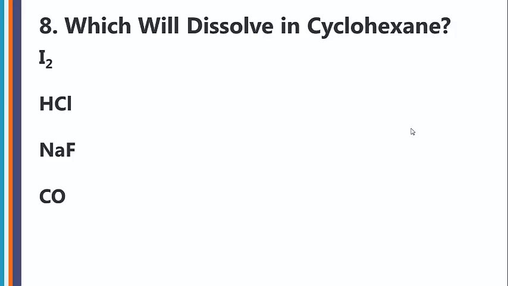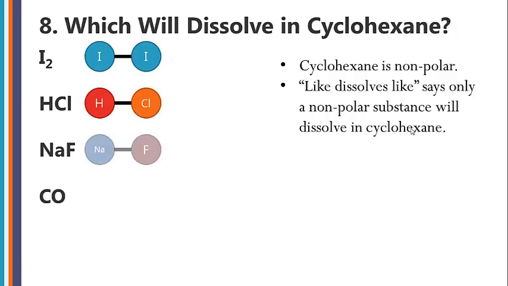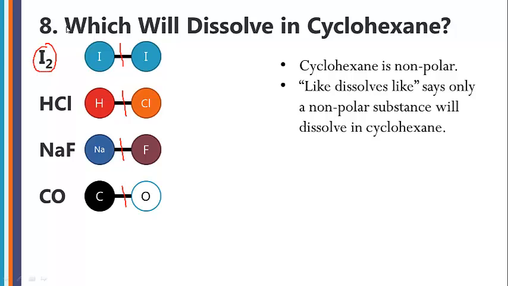Next question asks us which will dissolve in cyclohexane. So cyclohexane is nonpolar, and like dissolves like says only a nonpolar substance will dissolve in nonpolar cyclohexane. So we need to figure out which of these choices is nonpolar. They're all only 2 atoms, so we can quickly draw a picture here. And we see that if I cut these in half, this is the same on both sides. None of these are. So all of these guys are going to be either polar or ionic. So far, only iodine, I2, would dissolve in cyclohexane.